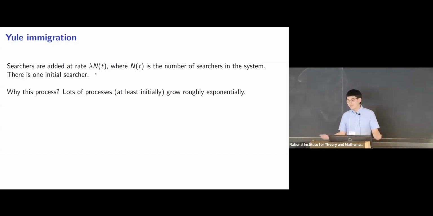Okay, and why am I thinking about this process? Well, a lot of processes, at least initially, grow kind of exponentially. So you might be thinking you have a logistic number of searchers. That's okay. If you trim off the later parts, it looks more or less exponential. And so maybe this will give some intuition on what other processes might look like.